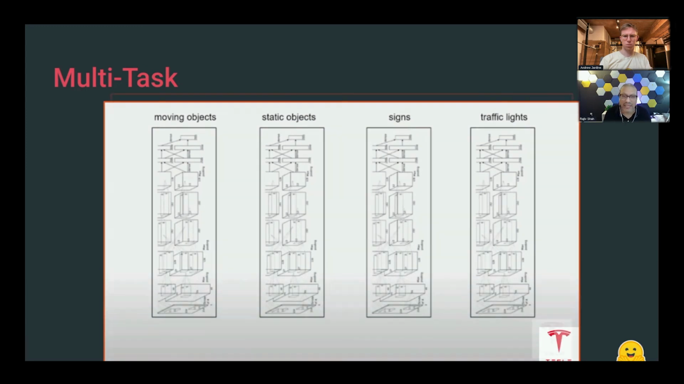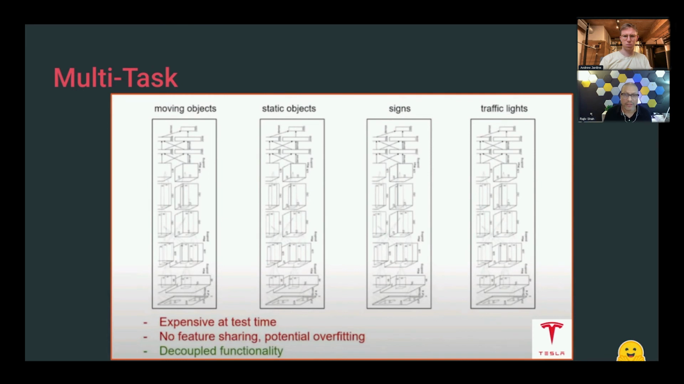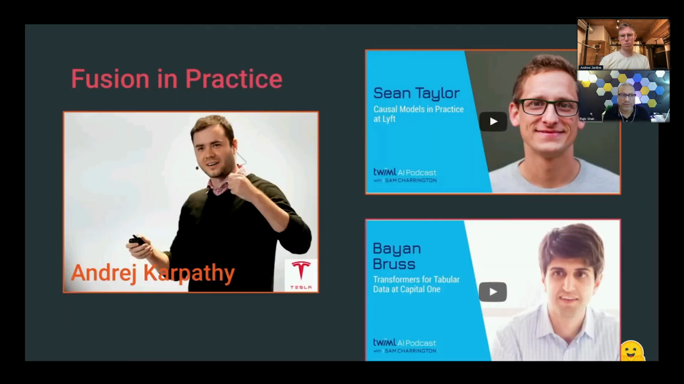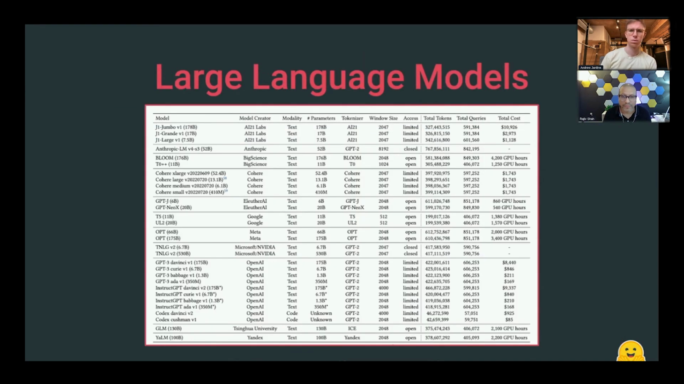Karpathy at Tesla AI Day talked about this, giving the example with computer vision of instead of having separate models for each of these tasks, let's just put this into one model. And so this is another piece that I see, where we have lots of models, going to multitask models is another one. These guys have all talked about it. Sean Taylor of Lyft, Bay and Bruss of Capital One have all talked about how they want to move towards this world of multitask and multimodal models.